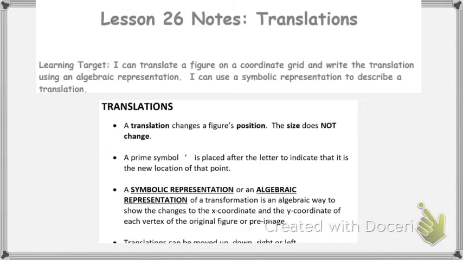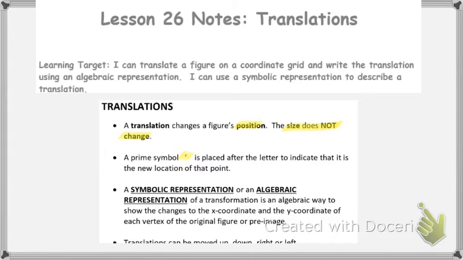A translation changes a figure's position and the size does not change. Okay, we're only moving around figures and shapes. We're not changing the size or anything. We still use the prime symbol, which is this little apostrophe, and it's placed after the letter to indicate that is the new location of the point. So similar to what we did Thursday and Friday.